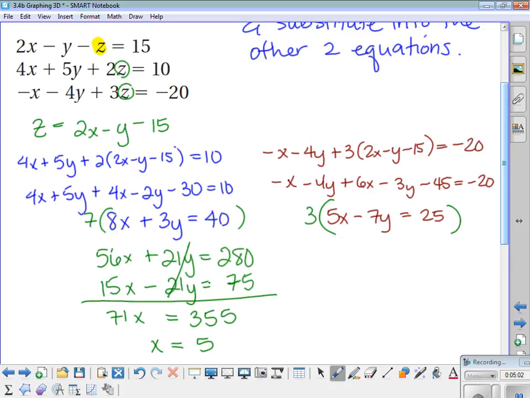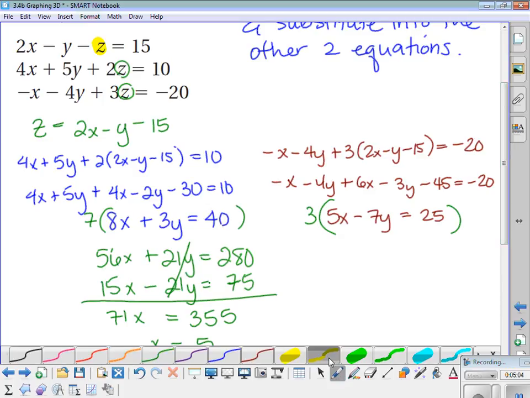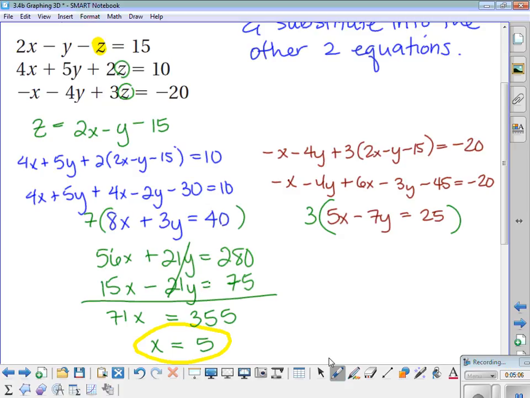All right, so now I can take what I just found for x, and I can go and substitute it into either one of the other ones. I'll just put it into this one. Why not?